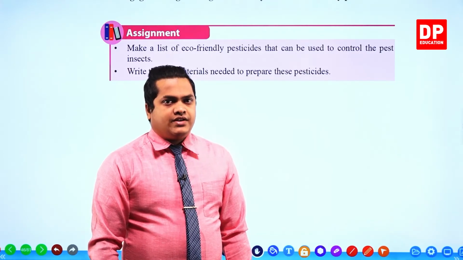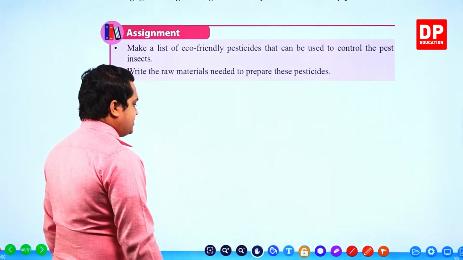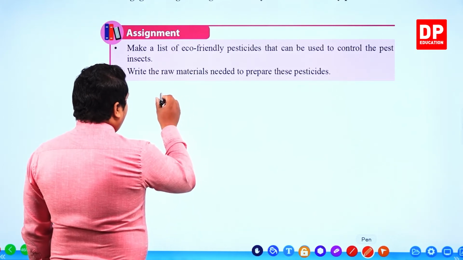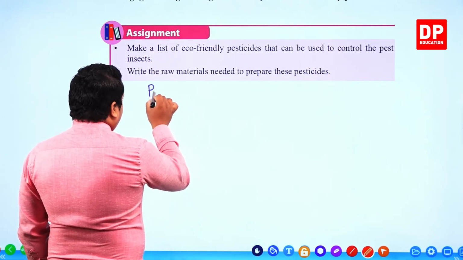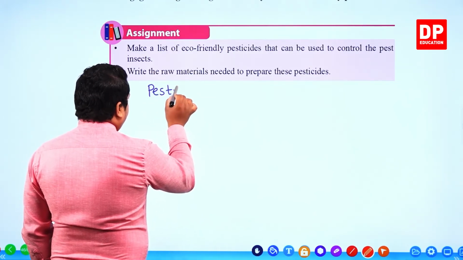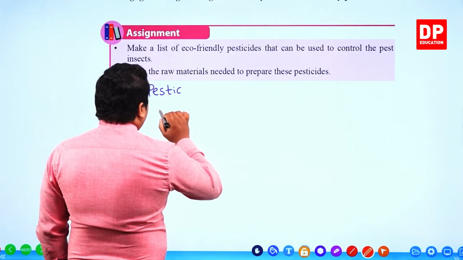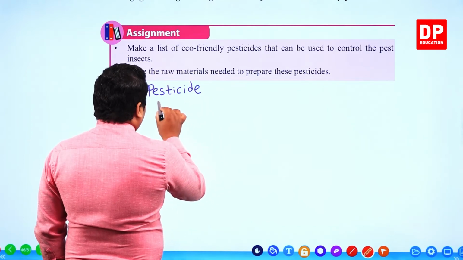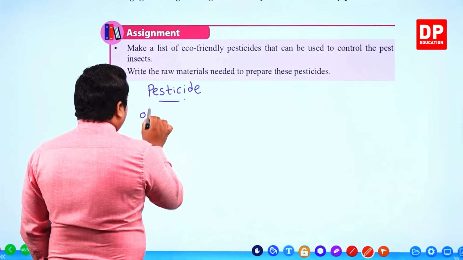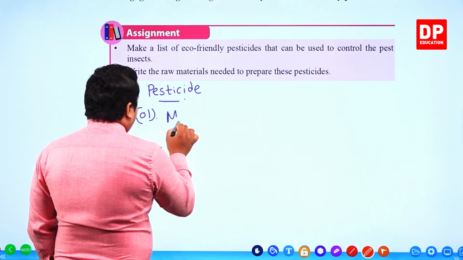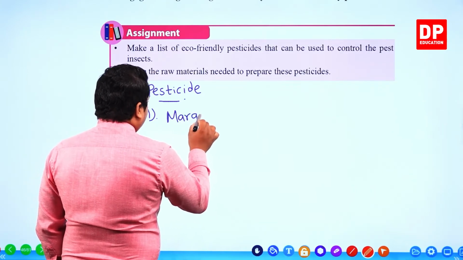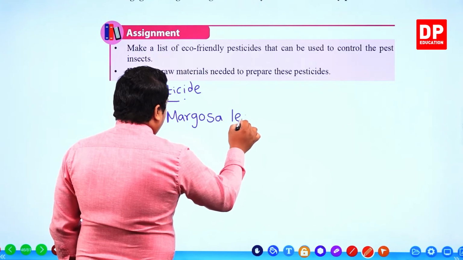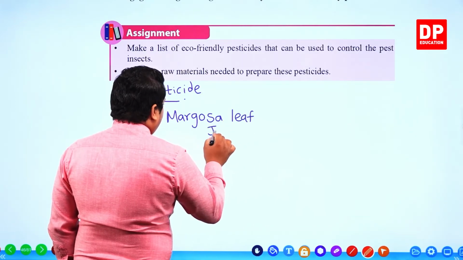Okay, right. So in the earlier case, my dear children, I think you could remember the pesticide that we used, number 1, Margosa leaf juice.